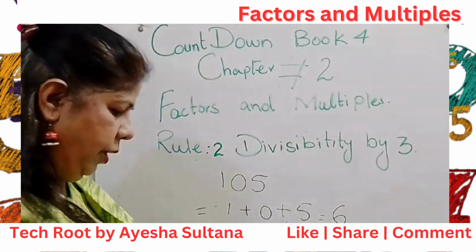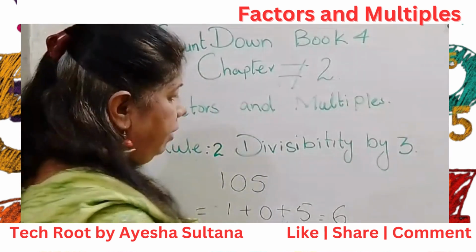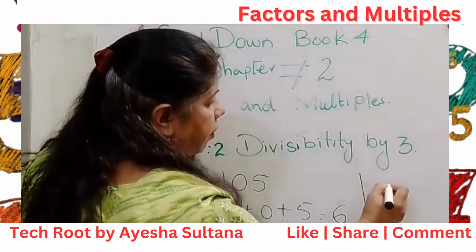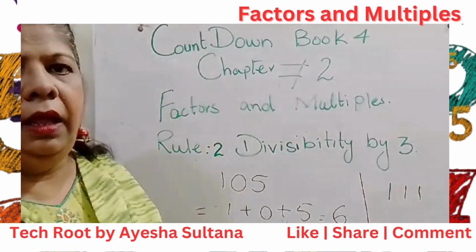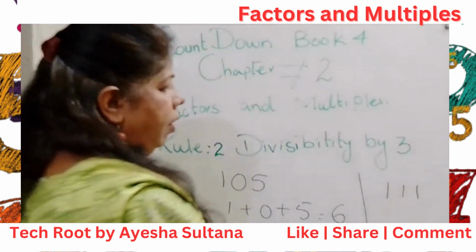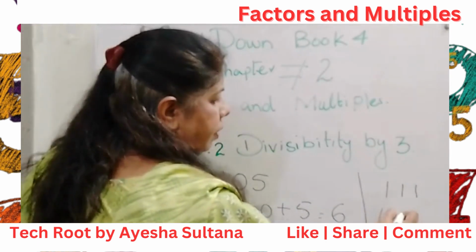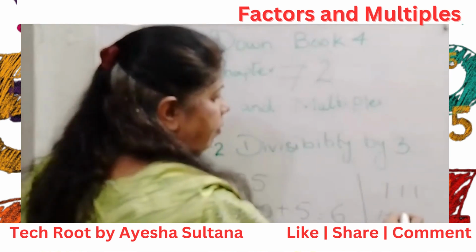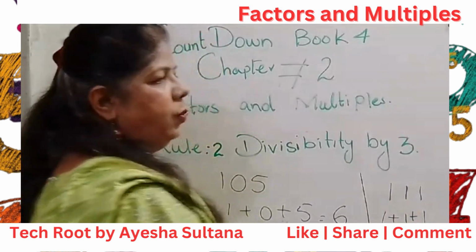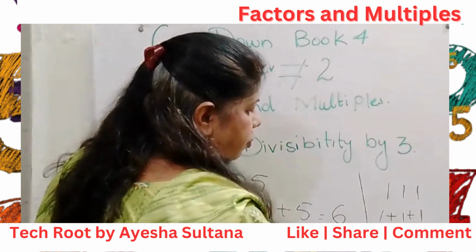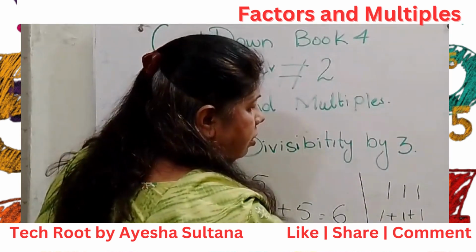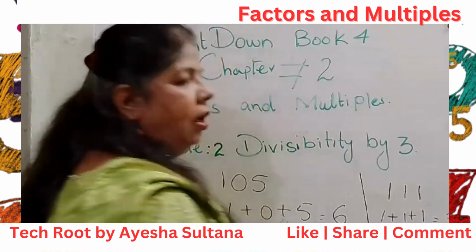Come to the next point, one more number. Let's suppose 111. Is this divisible by 3 or not? Let's see: 1 plus 1 is equal to 2, and 2 plus 1 is equal to 3. So 3 is also divisible by 3.